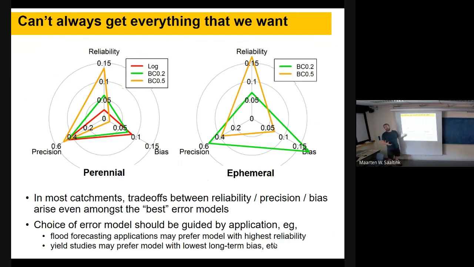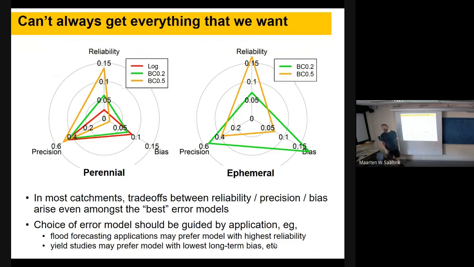Ideally, we would like good reliability, good precision, and little bias, but generally speaking, the different error models are going to have different characteristics. For example, in perennial catchments, the logarithmic transformation has excellent reliability, but actually is a bit worse than others in terms of the bias. And the same with the precision. And so there is a trade-off there. These are what we refer to as the Pareto optimal schemes. We looked at a few others, but they were worse in every respect, so we narrowed down the range to these options.